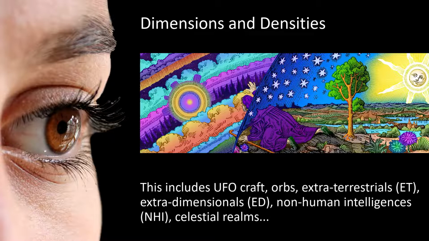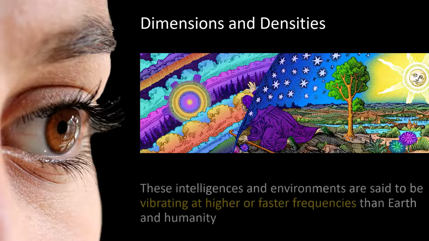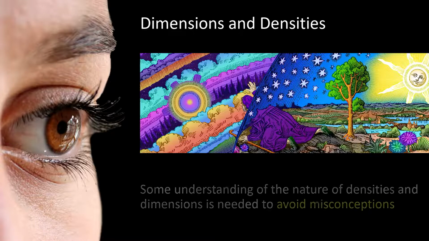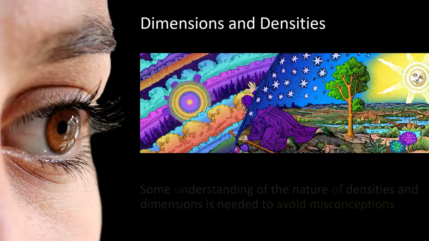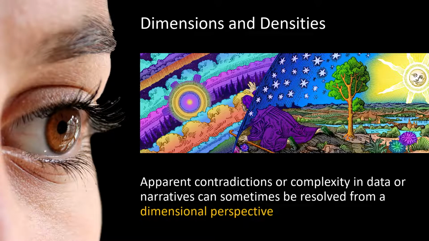This includes UFO craft, orbs, extraterrestrials, extradimensionals, non-human intelligences, and celestial realms. These intelligences and environments are said to be vibrating at higher or faster frequencies than Earth and humanity. Some understanding of the nature of densities and dimensions is needed to avoid misconceptions. Apparent contradictions or complexity in data or narratives can sometimes be resolved from a dimensional perspective.